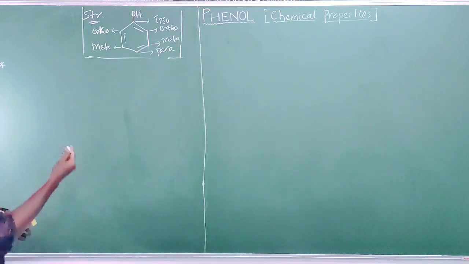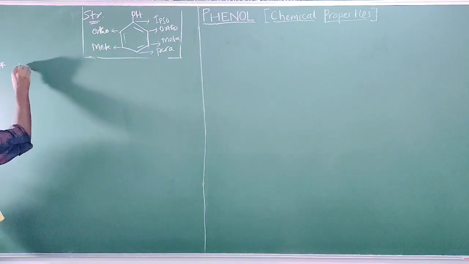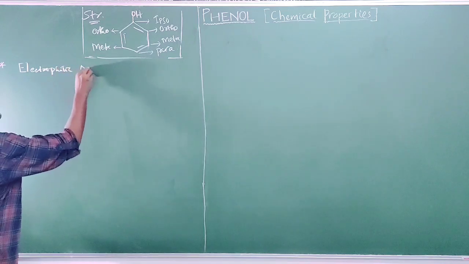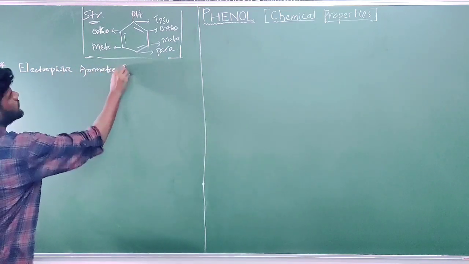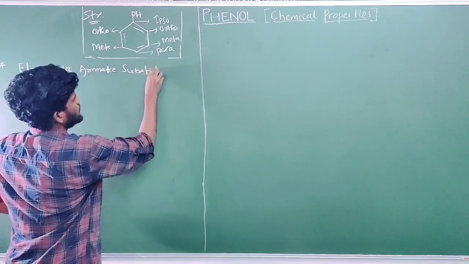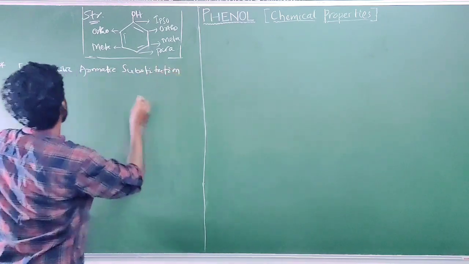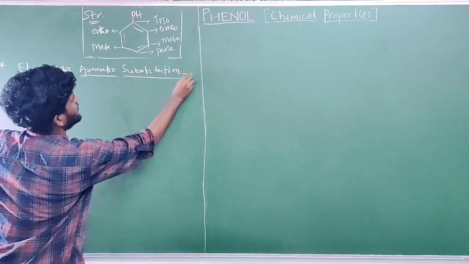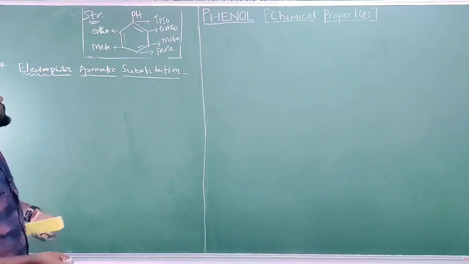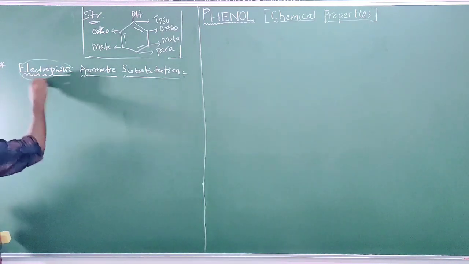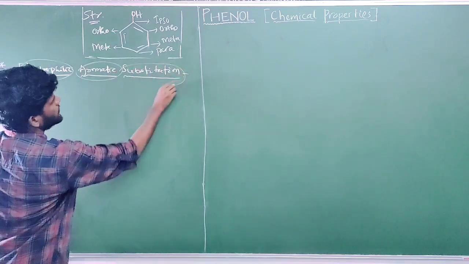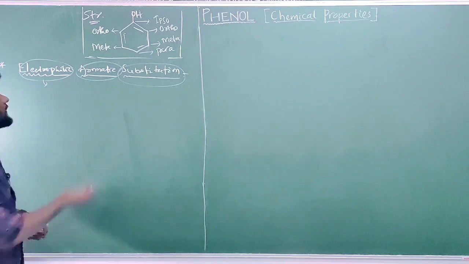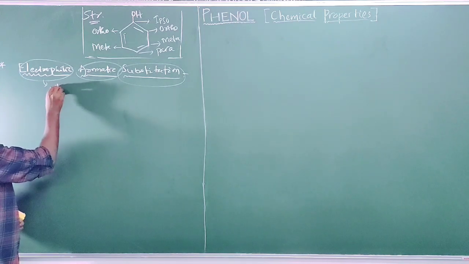What is electrophilic aromatic substitution? Give the heading: electrophilic aromatic substitution. This is the method through which the different reactions of the benzene ring in phenol take place. From the name, electrophilic means that in the reaction there must be one electrophile, E plus.